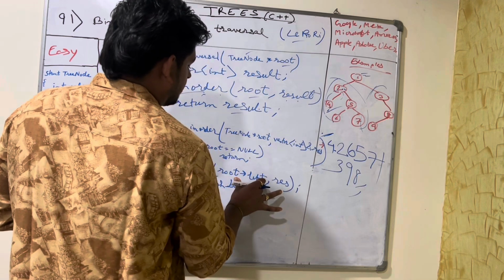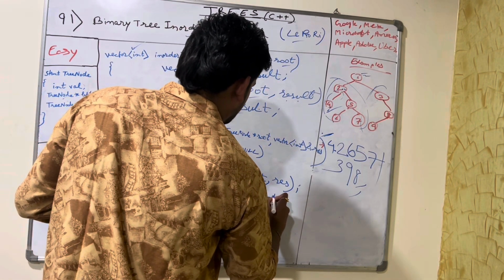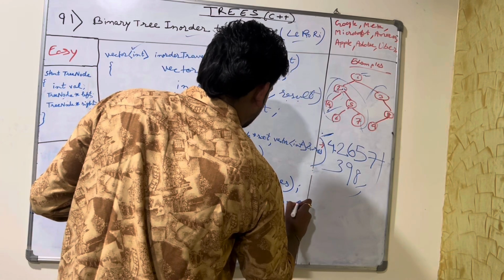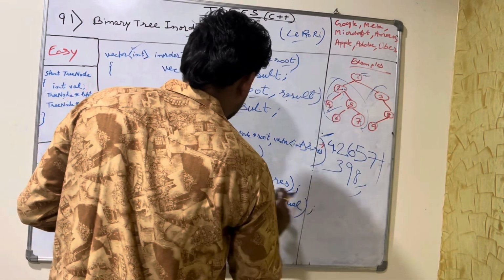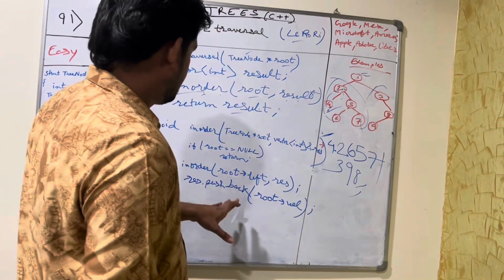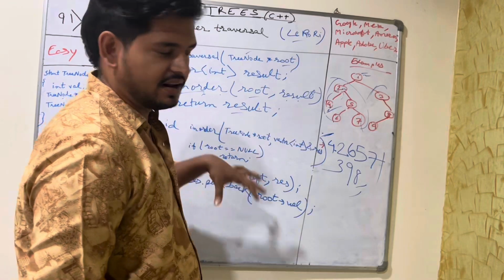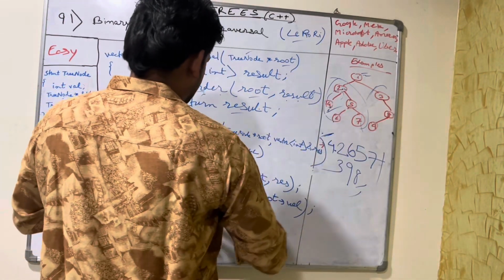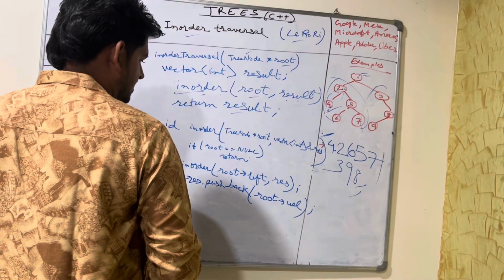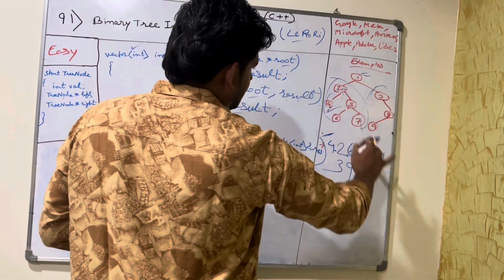Once we are done with the left, we print this root. What do we put? The root value, the val of this, right? So this is done. Root left, whatever the value is there, we print. Everything would be done recursively. Once the value is printed, after we traverse the left subtree, we go to the right subtree, right?